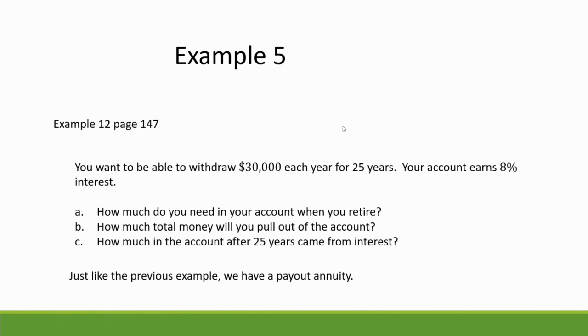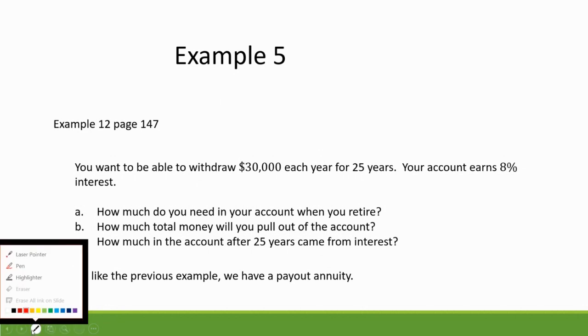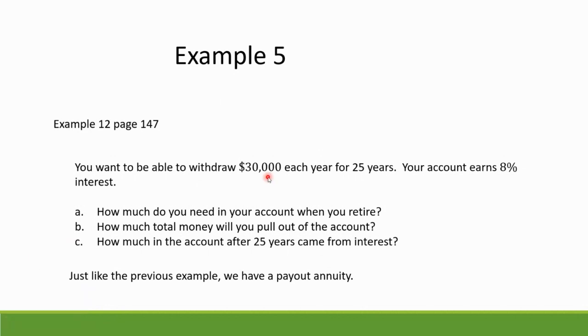Okay, so this one's from the book. They tell you, basically, you want to be able to withdraw $30,000 each year for 25 years from retirement, let's say. And we know the retirement account earns 8% interest. I think the wording in the book might be a little bit better, but hopefully from here you can see what the problem is.